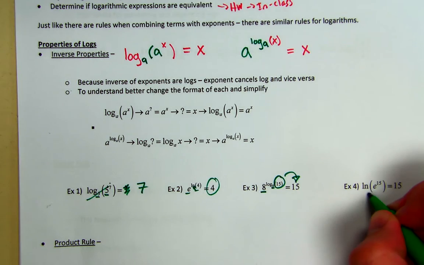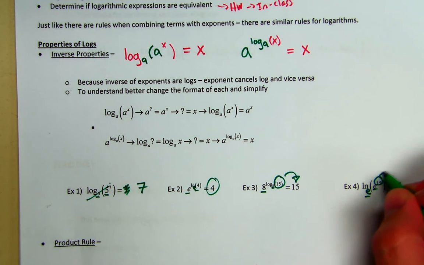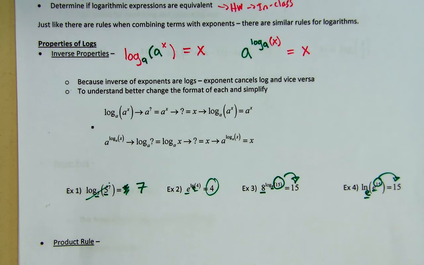Same thing here. Natural log has a base e. E matches with e. We got 15. That's where we got our inverse property from. You will see this more when we're going to use multiple logs.